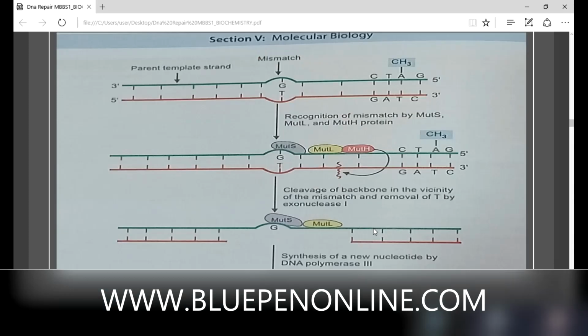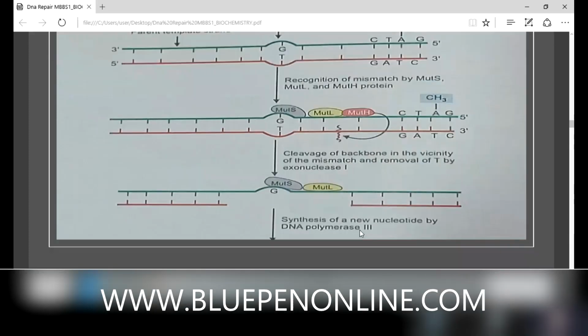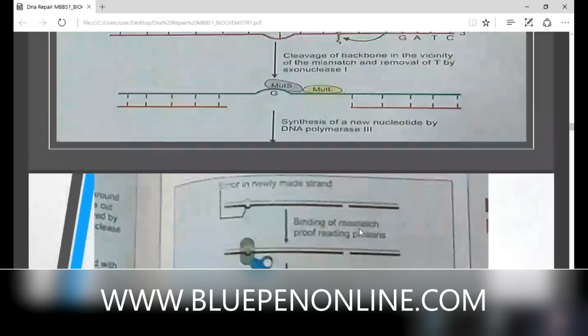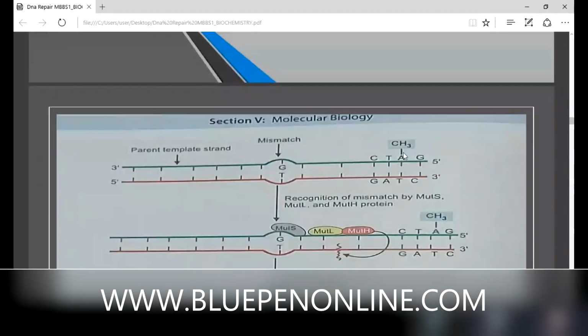Clear? Okay, that's about our mismatch repair. Any problem with mismatch repair? We can see this methylation. CH3 is attached. Can you see this? 5' GATC, then this adenine is methylated, and this methylation is done by DAM methylase. That's why this scanning occurs. The parent strand is scanned by the presence of this methyl group.